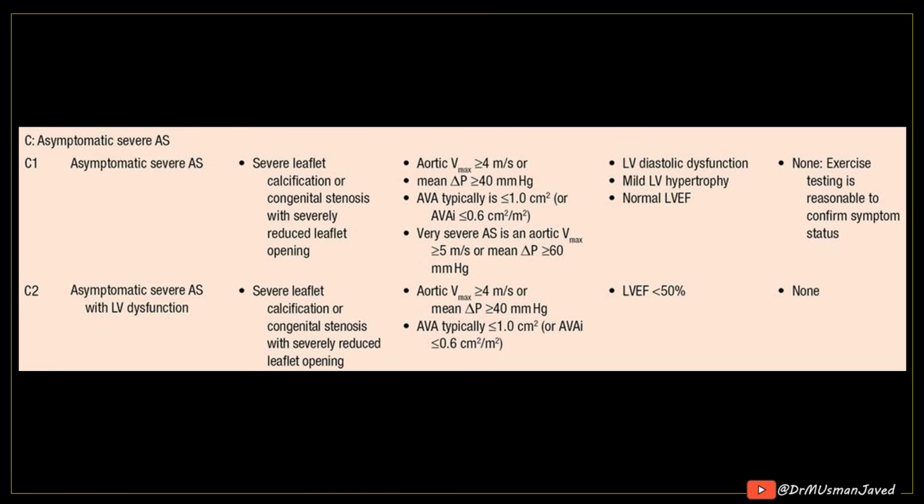This is stage C of aortic stenosis, and this is the asymptomatic severe aortic stenosis that we see in the guidelines. This is defined by a Vmax of 4 meters per second or more and a mean pressure gradient of more than 40. The aortic valve area is typically less than or equal to 1 centimeter squared, or an aortic valve area index of 0.6, but this isn't required to define severe AS. And of course, stage C2 is the same, but with an EF of less than 50, and that comes back to indications for surgery.